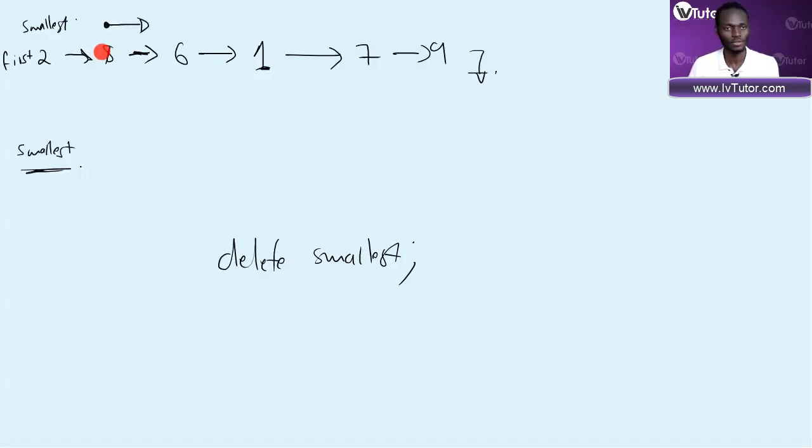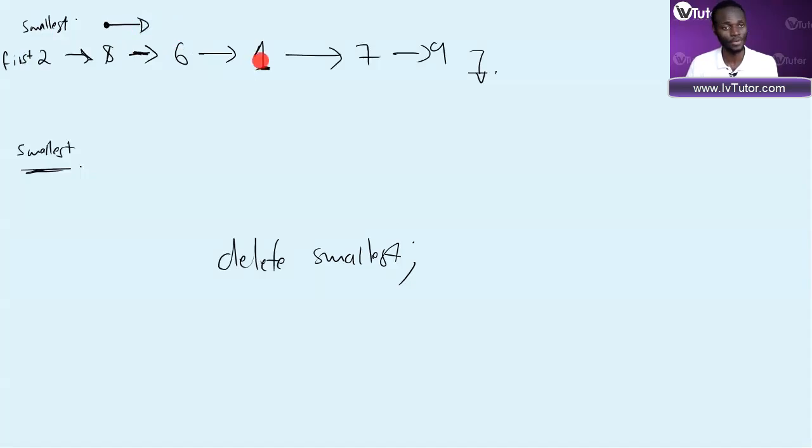If the value in the current node is less than the value in smallest, we make this node smallest. Otherwise, we ignore. So we go here. Is 8 less than 2? No, we go to the next one. Is 6 less than 2? No, we go to the next one. Is 1 less than 2?